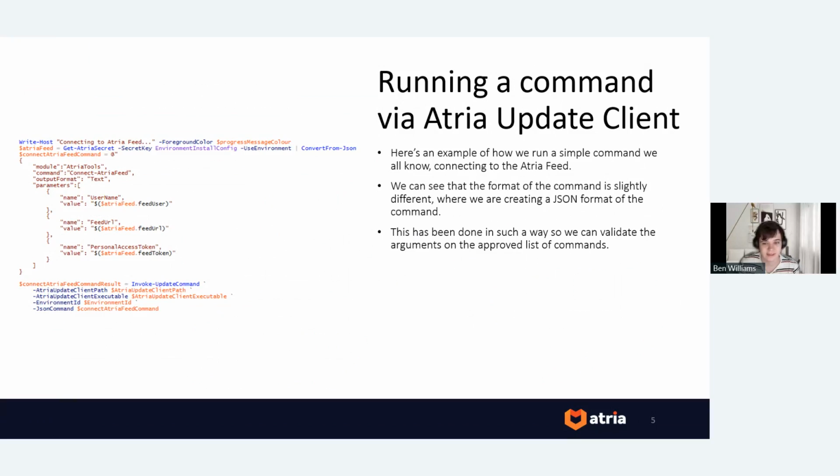And then we're able to send that directly via RabbitMQ to the server, which can work out if the command is allowed and easily filter through the arguments and the different parameters. So all you're doing is invoking an update command, which we have as part of Atria tools, and then specifying the parameters needed.